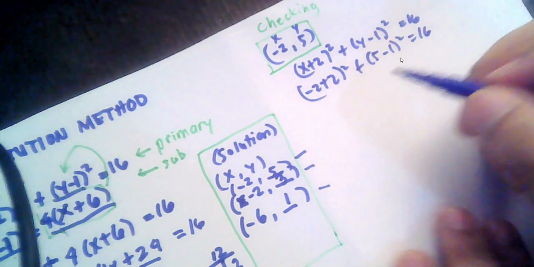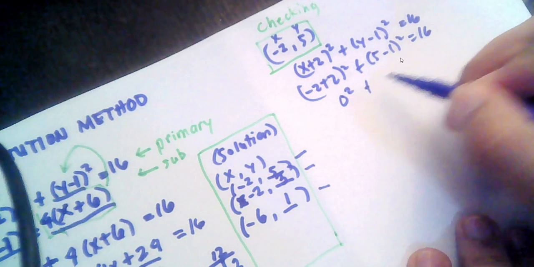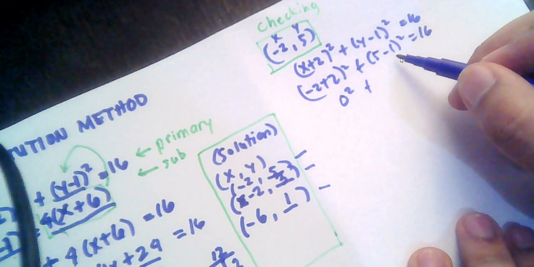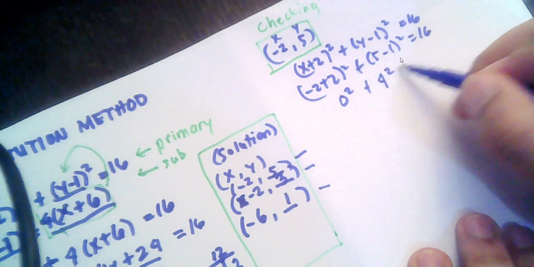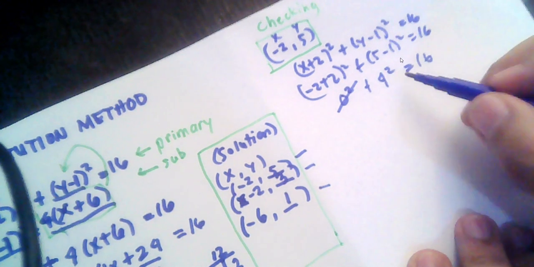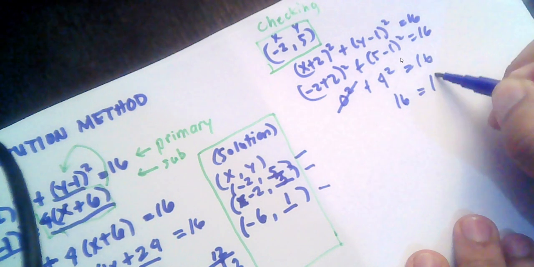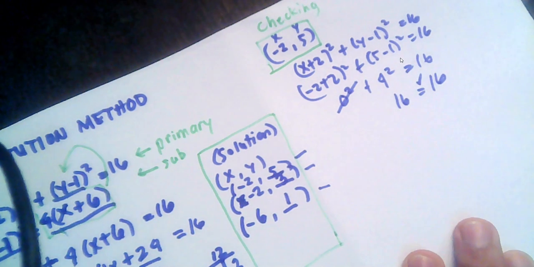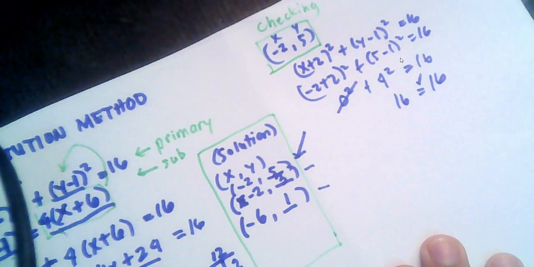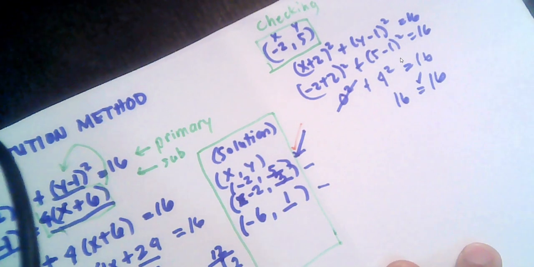Negative 2 plus 2, that is 0, right? 5 minus 1, that is 4 squared, 16. That is 0, right? So you have 4 squared, that is 16, equals 16. That is a solution. Let us check this. Let me use the red color. That is a check.